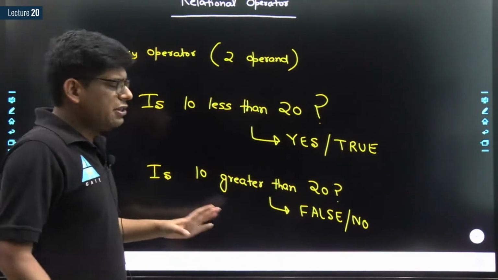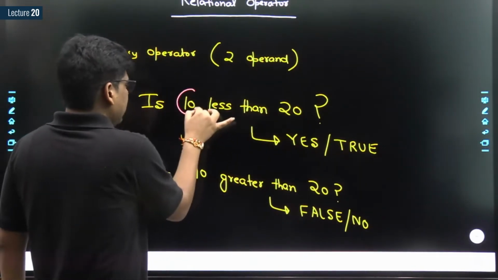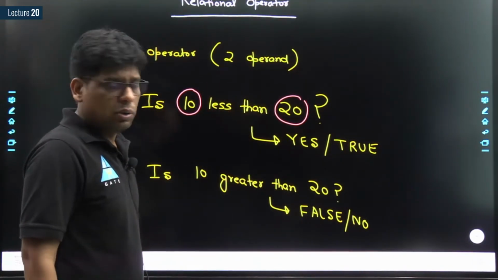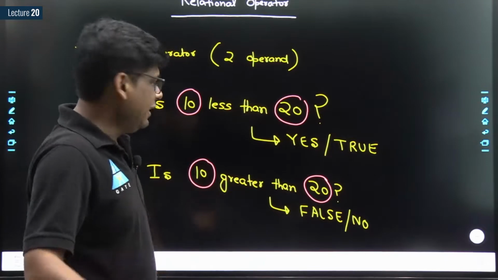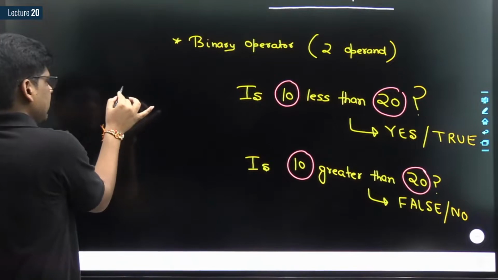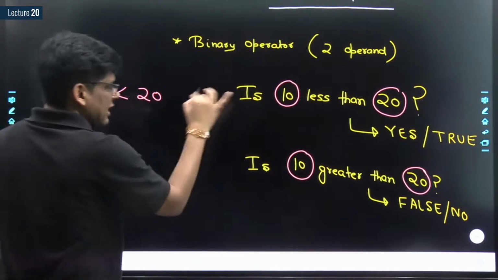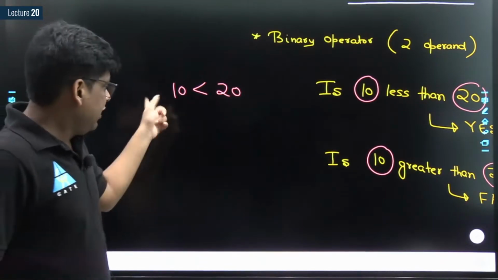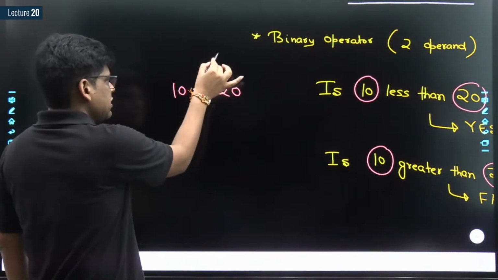Every relational operator is in general a question. We are working upon two values. Binary operator. Try to understand. That means every relational operator is basically a question. If I write 10 less than 20, this is a relational operator.